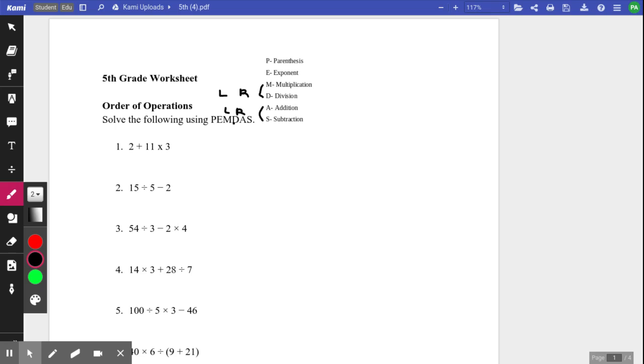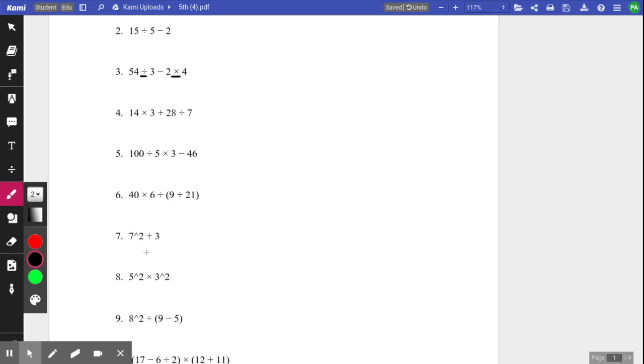Before we begin, for any problems like 13, we see division is first, and then multiplication. You always have to solve left to right for only multiplication and division, and only for addition and subtraction. However, we will focus on exponents today, so let's look at number 7.